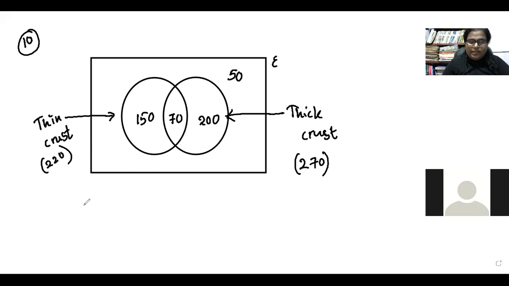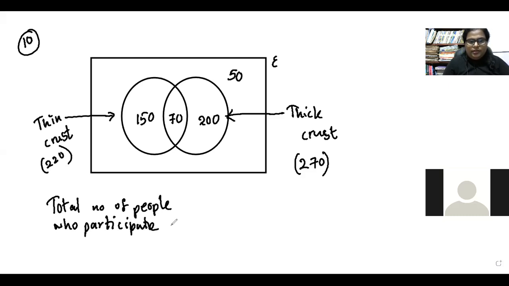In the question we have to find the total cost of the survey. That means here we are considering only the cost they paid for the people who were interviewed. So before finding the cost, we have to find the total number of people who participated in this survey. So we have to add all the people in these areas.